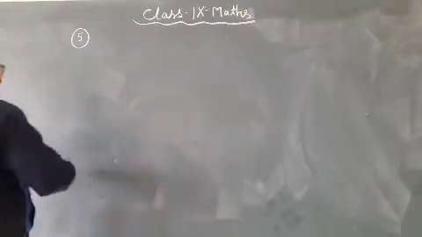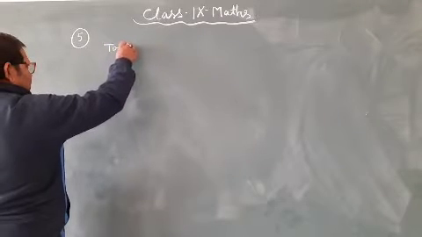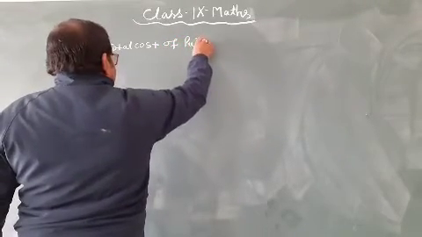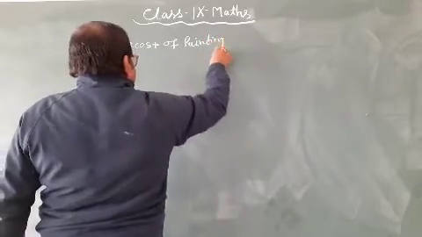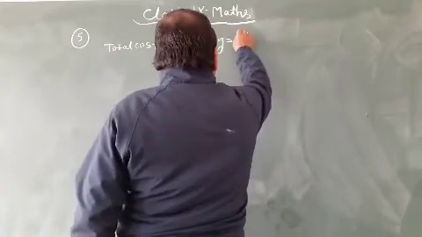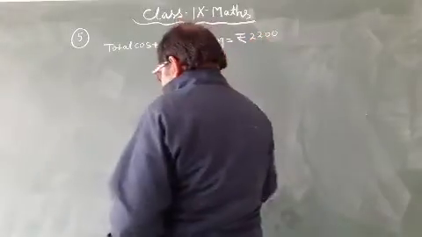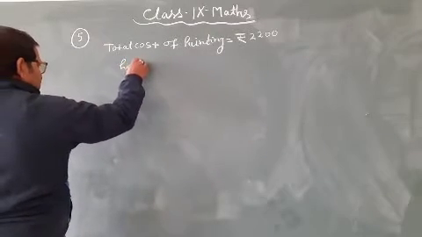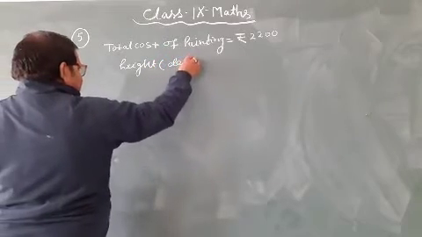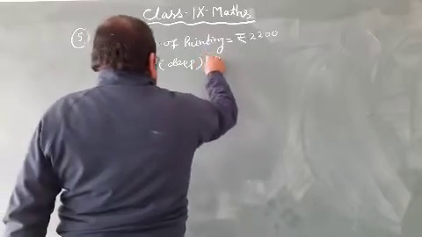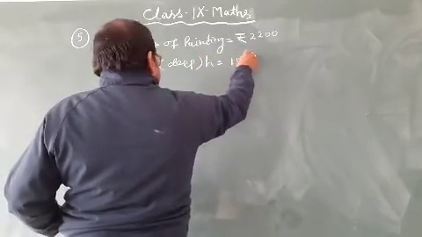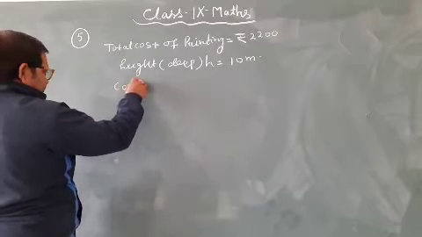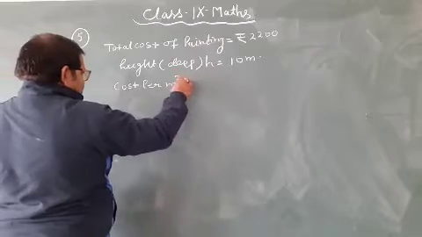So total cost of painting is equal to rupees 2200, and the height h is equal to 10 meter. Cost per square meter is equal to 20.